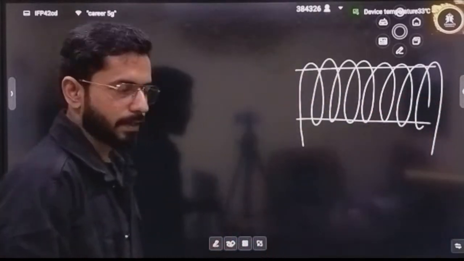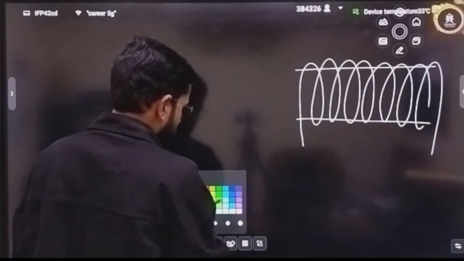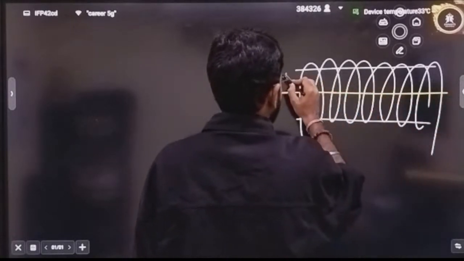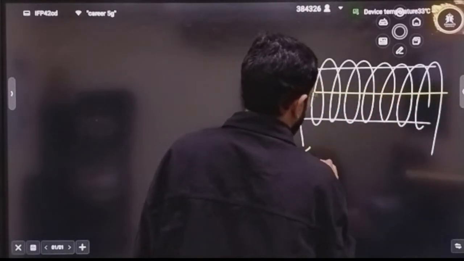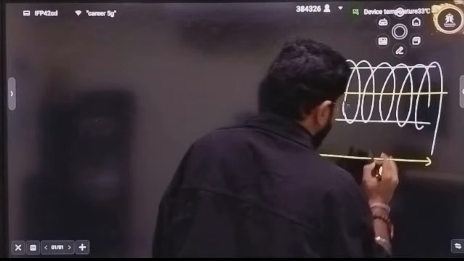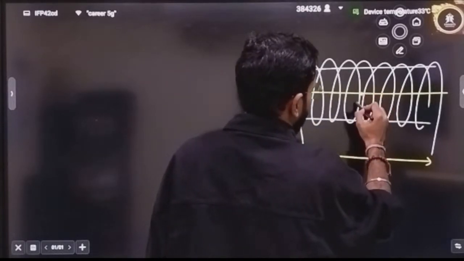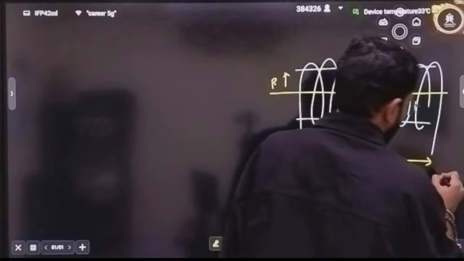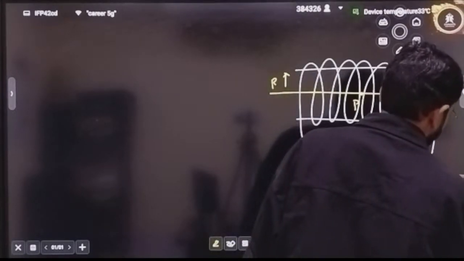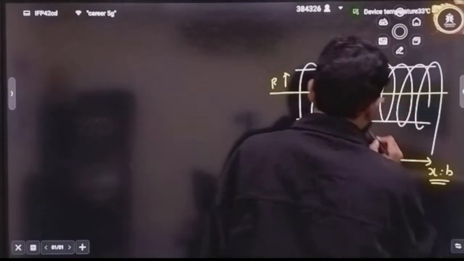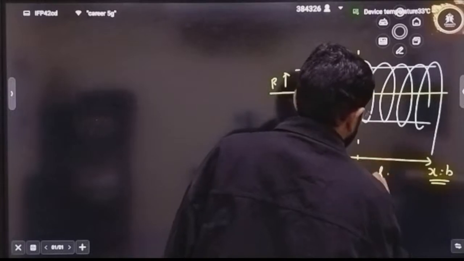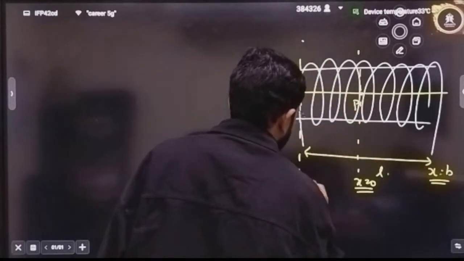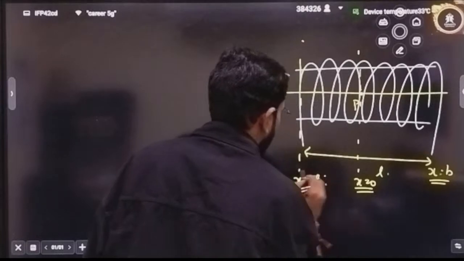This kind of circular winding is there. Correct? Let's draw the radius. The length given for this solenoid is L, and let's assume here is a point P that we have. This point is given as x equals b. This point will be of course a reference line, that means x equals 0, and let's assume this is x equals minus a.